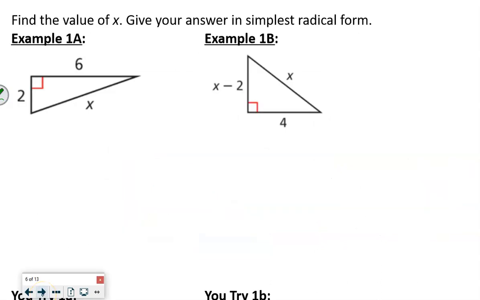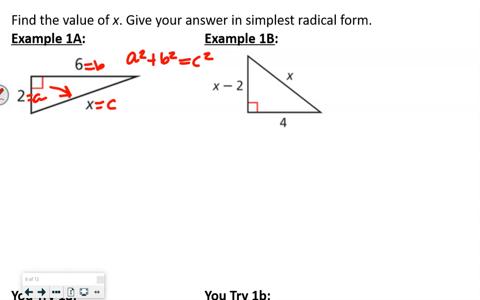All right, so here it says find the value of x, give your answer in simplest radical form. We're going to give each of these a value. I'm always going to label C first, across from the right angle. So this is going to be C. I'm going to label this one as A and this one as B. So this is our formula: A squared plus B squared equals C squared.